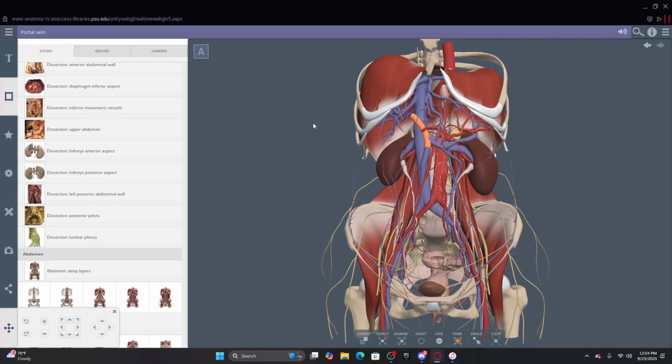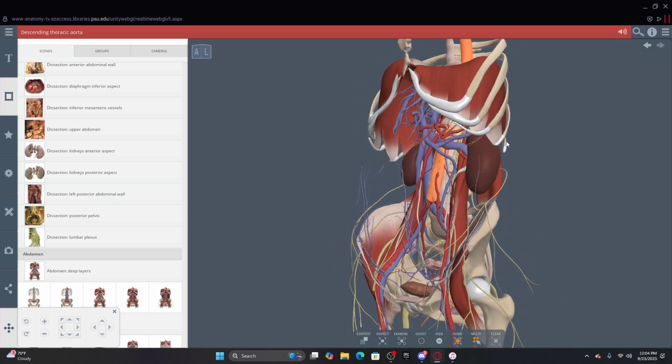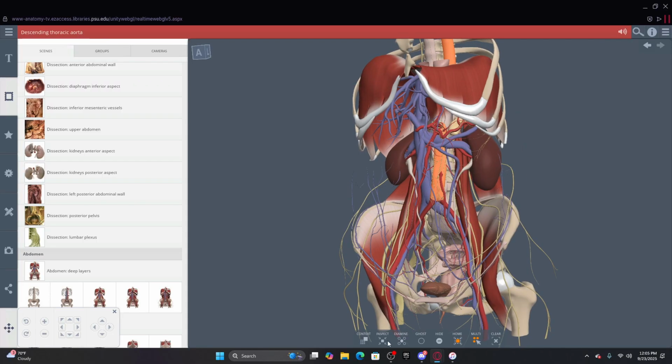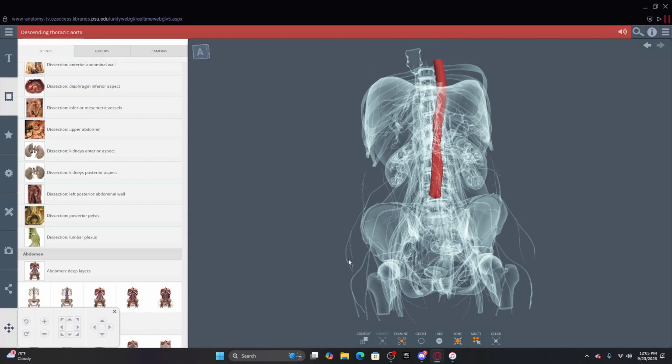So if I press on the aorta, right, descending thoracic aorta, we have the abdominal aorta. Now I'm going to select multiple. So this is our aorta. If I were to press examine, right, big artery going through the thorax and the abdominal region. This is something we're very familiar with.